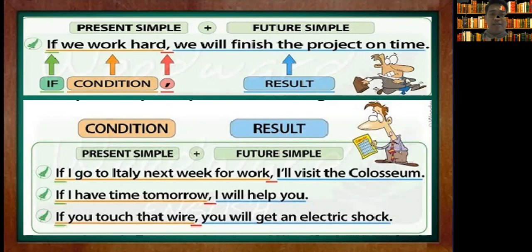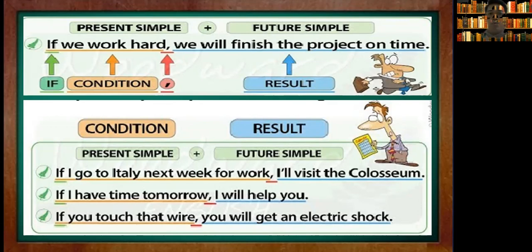Your verb in the condition clause should be in the present simple form, okay? So this is our basic structure. Present simple form of verb in the condition clause, like here, if we work hard. Work is our verb. It doesn't have an S because the subject is we, counted as plural, right? So present simple. Plus your result clause. Result clause is the consequence of your condition, okay?